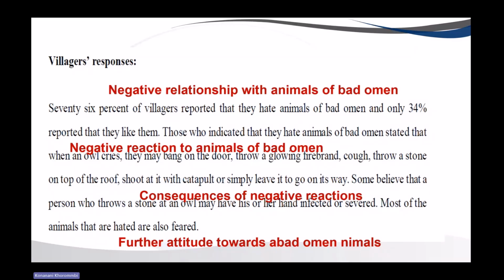And now they also report the negative consequences if you react negatively or if you have that negative relationship with the animals. Because some believe that a person who throws a stone at an owl may have his or her hand infected or severed. Most animals that are hated are also feared. So if you try to throw a firebrand at an owl or a stone or any other thing, it is said that your hand can also be detached or severed, go away with that firebrand or whatever you're throwing. That is the perception and that is the belief.